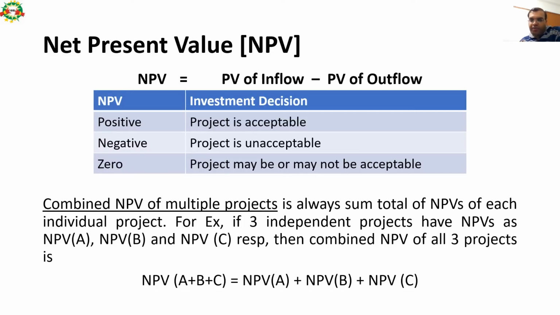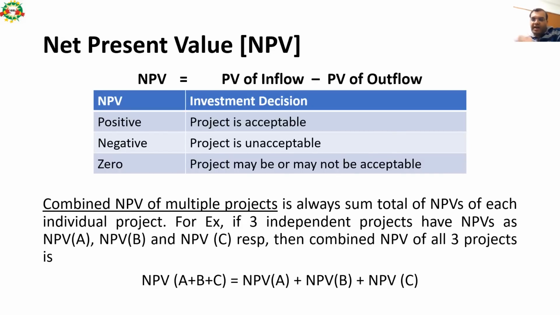So the inflow is the money that is going to come to us. If I launched a product of 100 rupees or purchased a property, then I am going to get some income from it, that is inflow. And whatever money I have to pay for purchasing the property and for maintaining the property, that is outflow. So I'll calculate the present value of the inflow and I'll also calculate the present value of the outflow.